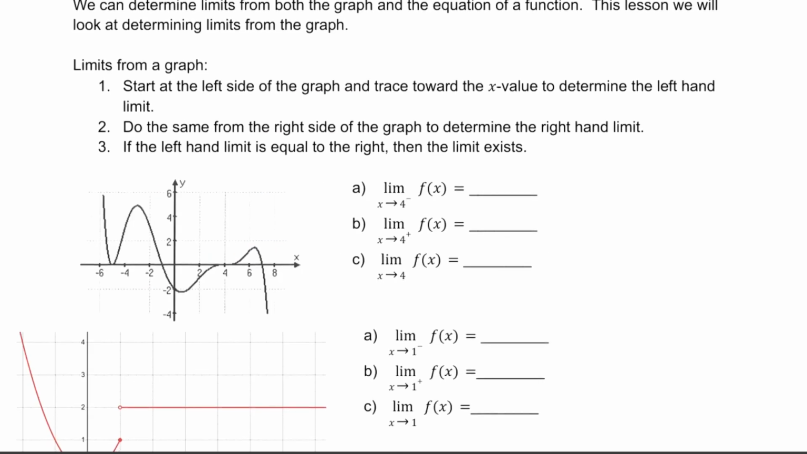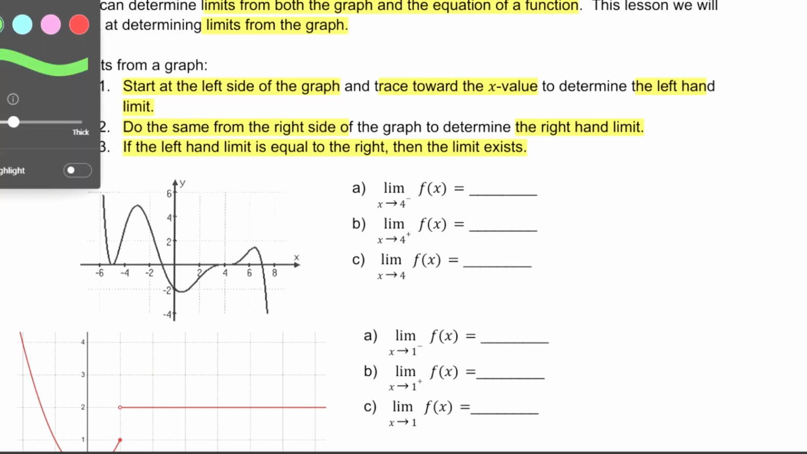We can determine limits from both the graph and the equation of a function. In this lesson, we'll focus on determining limits from a graph. When finding limits from a graph, follow these three simple steps. Start at the left side of the graph and trace toward the x value to determine the left-hand limit. Do the same from the right side of the graph to determine the right-hand limit. If the left-hand limit is equal to the right, then the limit exists.